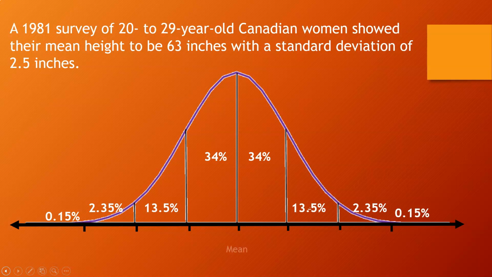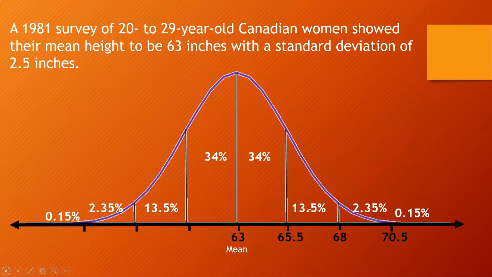So the mean is 63 inches, and since the standard deviation is 2.5 inches, we know that 63 plus 2.5, or 65.5, is a height that's one standard deviation above the mean. Another 2.5 added to that gives us 68, so that's a height that's two standard deviations above the mean. And another 2.5 added to that gives us 70.5 inches as the height that's three standard deviations above the mean.